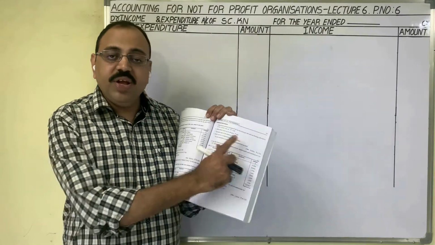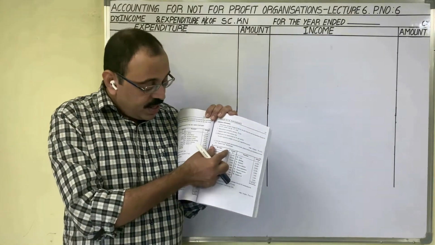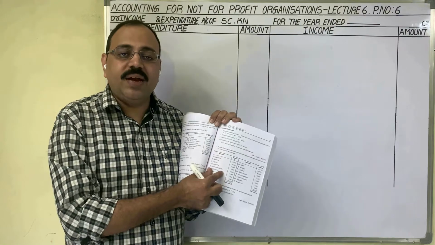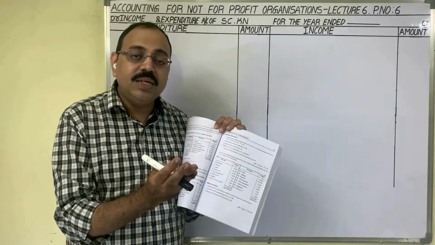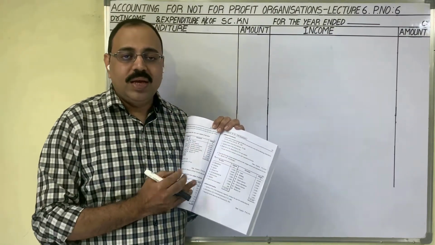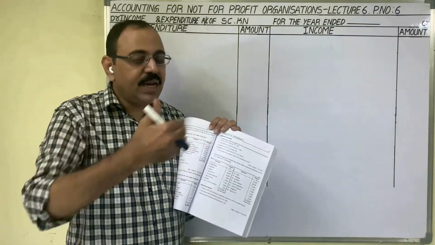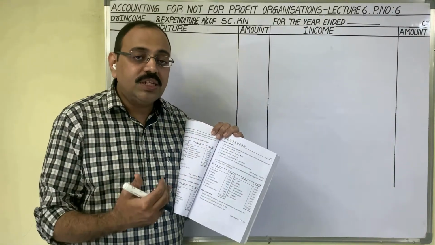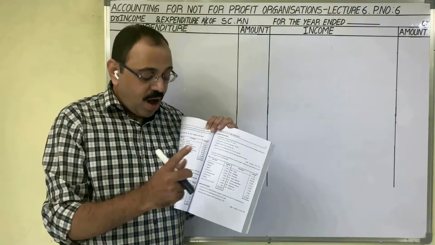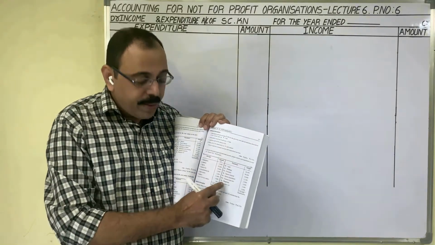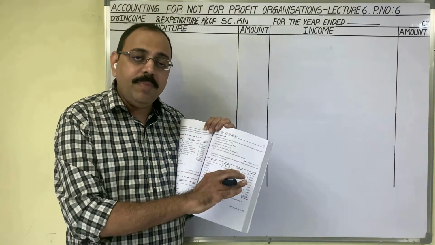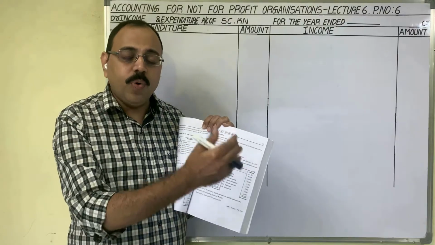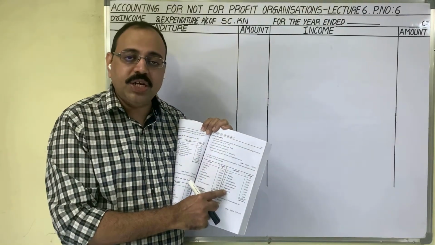In the question, he has given the receipts and payments account now. On the receipt side, the debit side, he gives capital receipts and revenue receipts both. Capital receipts means rare receipts. Revenue receipts means regular receipts. On the credit side, he gives payments: revenue payments and capital payments. Both are available in the receipts and payments account.